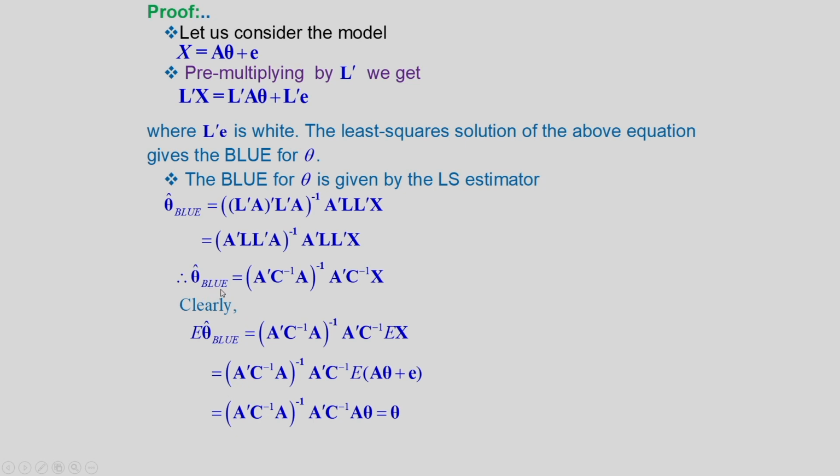Now, let us see what is the mean and variance of this estimator. So, E of theta hat BLUE will be equal to a constant times E of x. Now, x is equal to A theta plus E, therefore, this term will be equal to simply theta, because E of E is equal to 0. So, we will be having all these terms and we see that this part is inverse of this part. So, that way this will be simply equal to theta. Therefore, theta hat BLUE is an unbiased estimator.